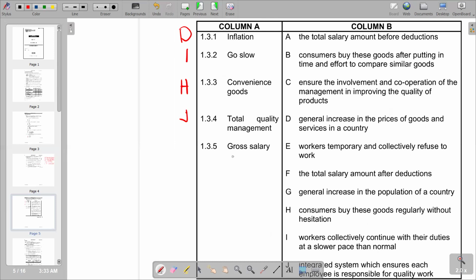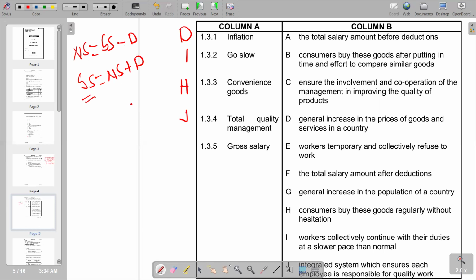Then we go to the last one, which is gross salary. We know that gross salary is the total salary before there are deductions. And when we remove the deductions, it becomes net salary. Remember, when we want to get our net salary, we say our gross salary minus our deductions. So obviously, gross salary is equal to your net salary plus your deductions. So basically, gross salary is before we remove the deductions.